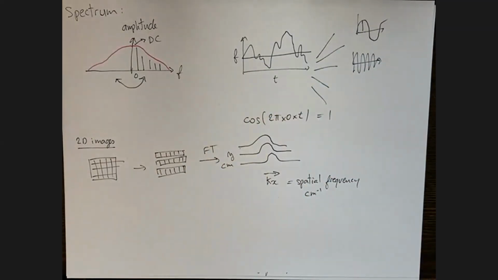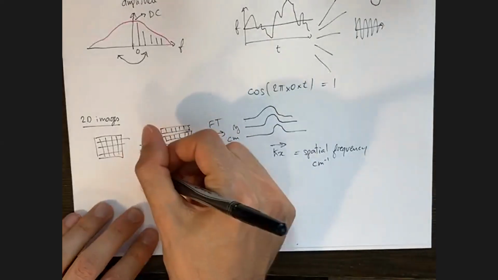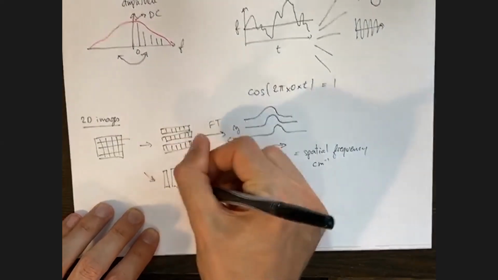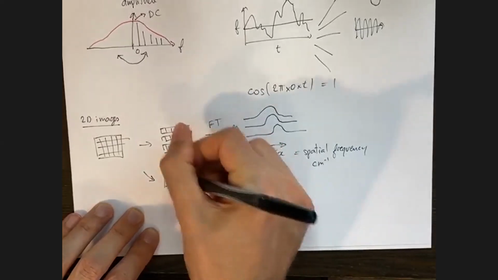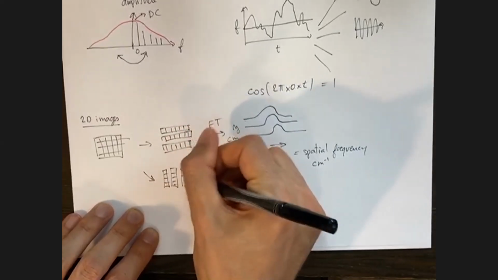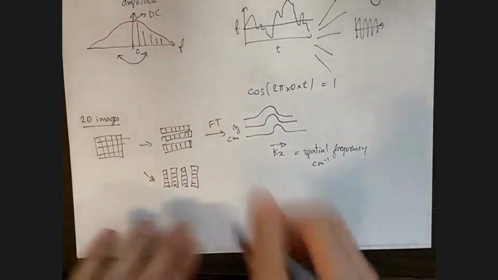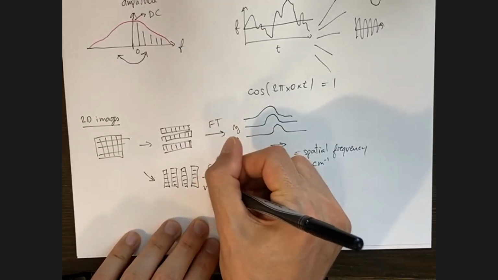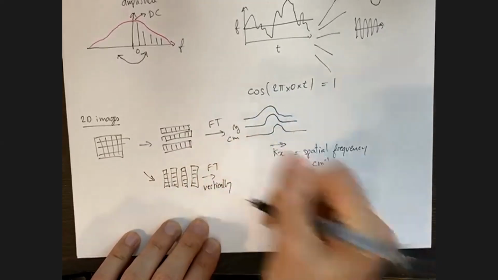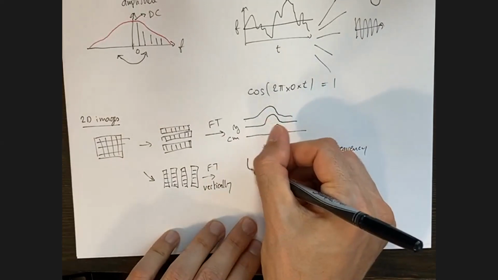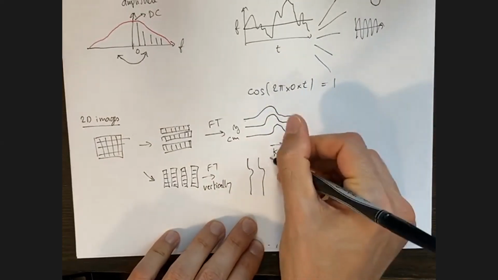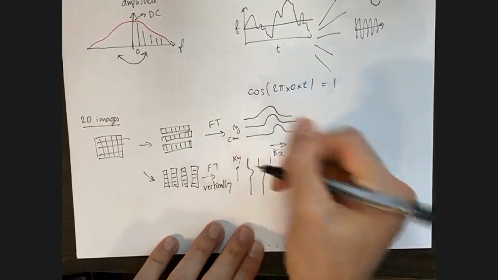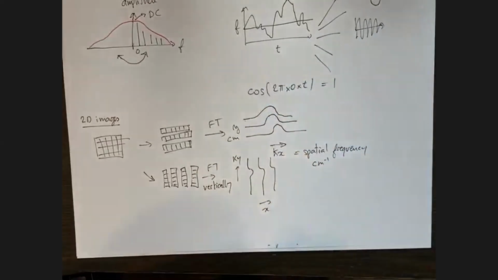Alternatively, we could look at the image and also decompose it in terms of the columns of the image matrix. We could look at the individual columns that make up the image matrix and again apply the Fourier transform, but this time we apply it vertically. And then the spectrum is going to be along this direction. So now we have ky here. And now here we have x.